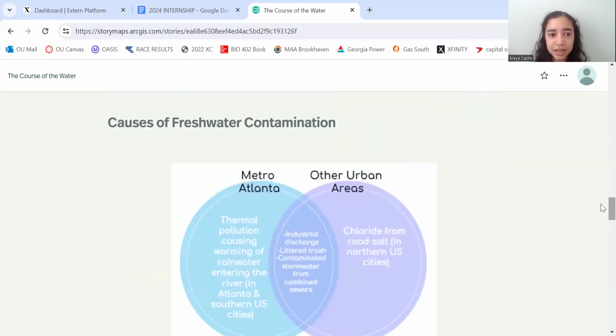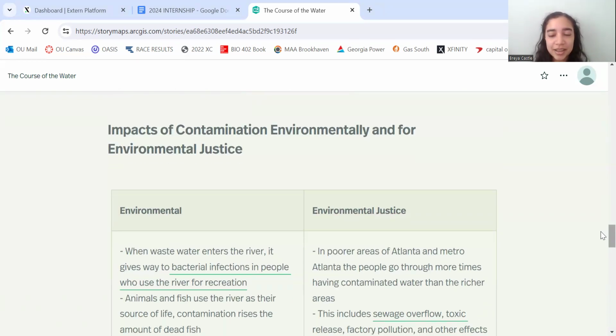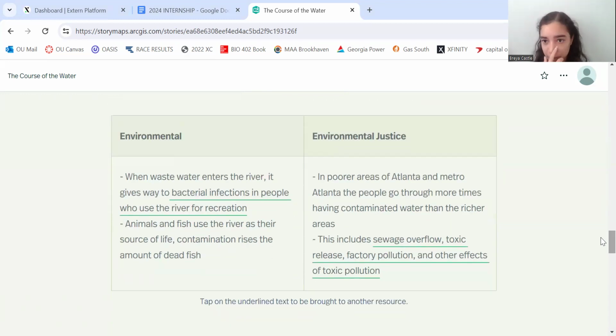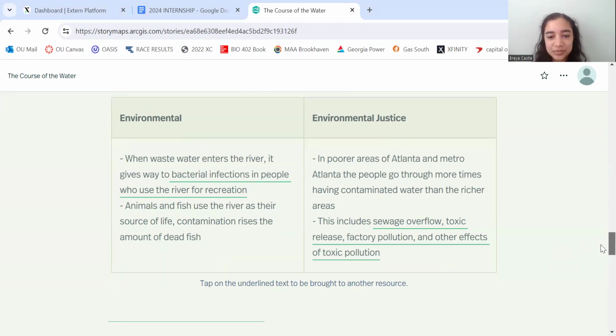So here I have a Venn diagram of causes of freshwater contamination comparing Metro Atlanta to other urban areas, which, as you can see, a lot of the reasons are pretty much the same. I also have charts here about impacts on the environment and environmental justice, and I have some sites where if you click on these things, you can get to more information.